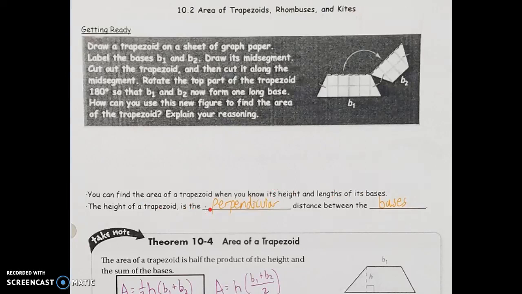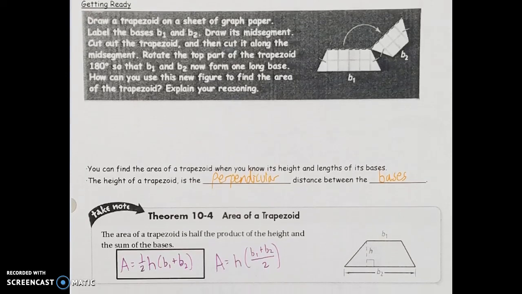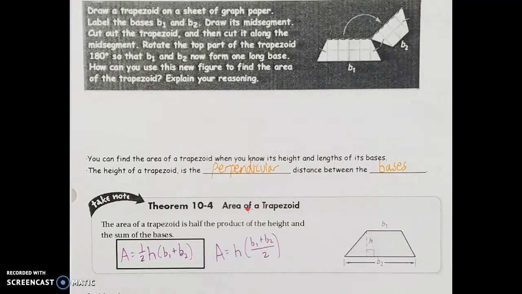The height of a trapezoid is the perpendicular distance between the bases, just like we saw the height for parallelograms earlier. And if I'm making a formula for the area of a trapezoid, it's going to be half the product of the height and the sum of the bases. So I can write that as area is half height times the sum of the bases, which is base 1 plus base 2 added together.